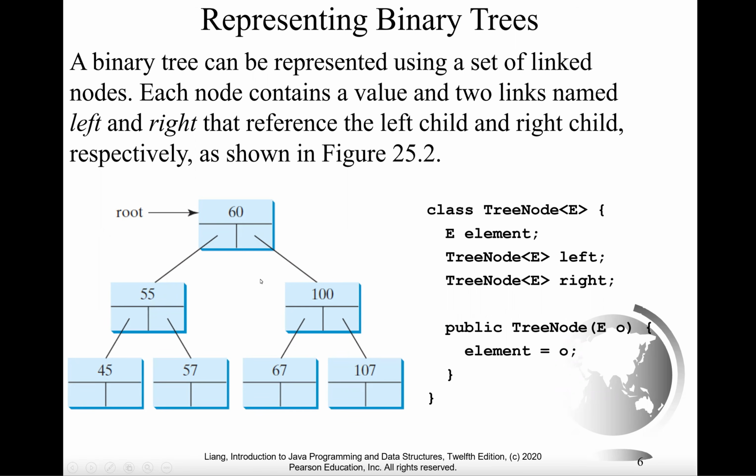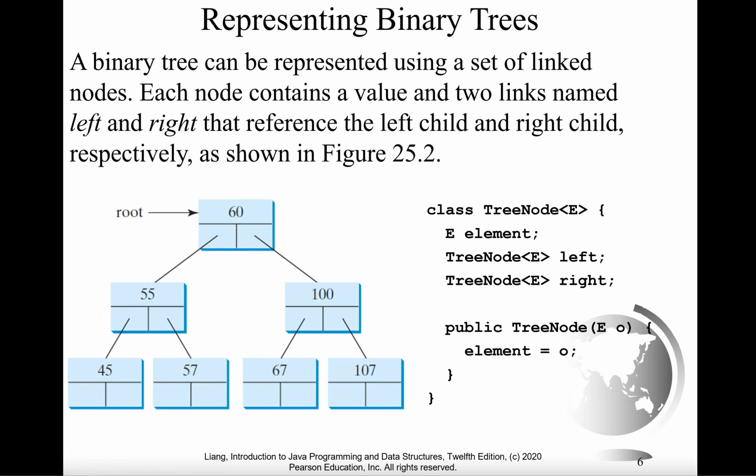You can use this property to search elements efficiently. For example, if I want to search for 57, starting from the root, 57 is less than 60. Come to the left, 57 is greater than 55. Going to the right, now you find it, 57.